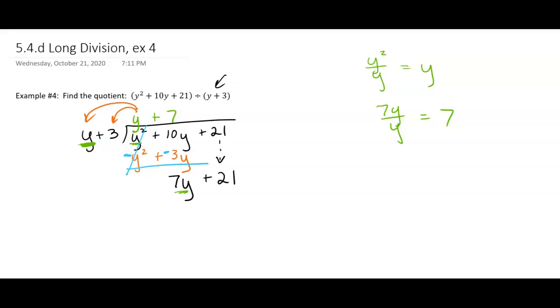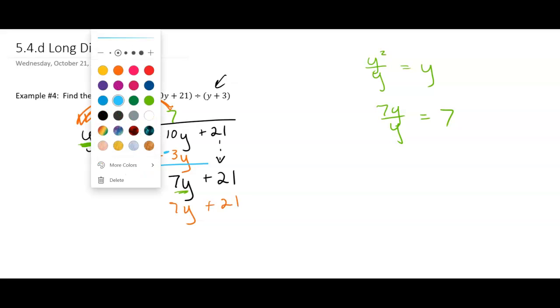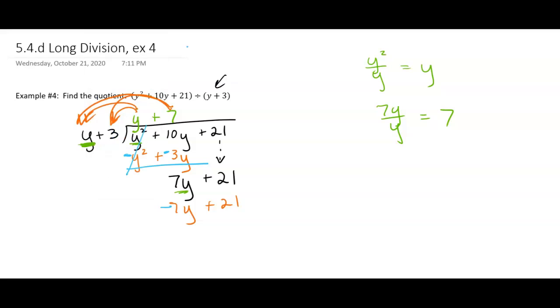Now I'm going to multiply. 7 times y, so I get 7y. 7 times 3, and I get plus 21. Now I get a sign changing pen, which is blue for me. So it's going to be minus here and minus there.